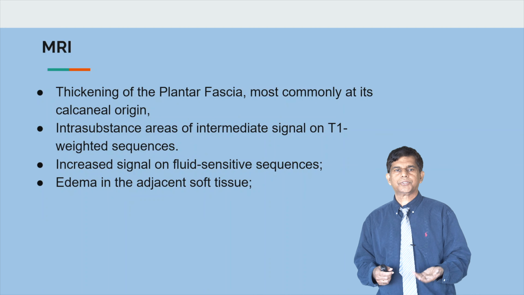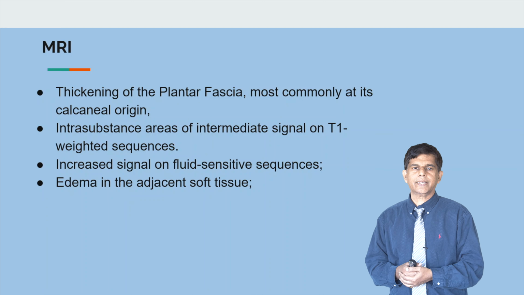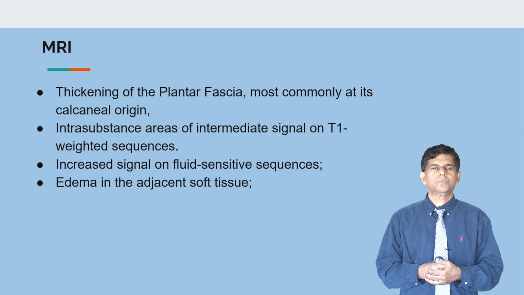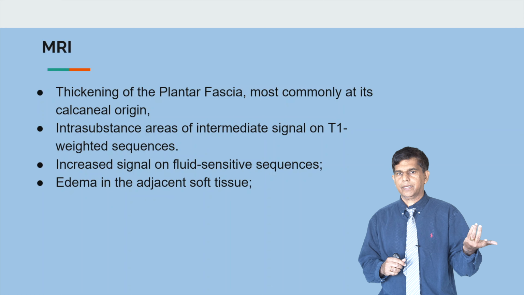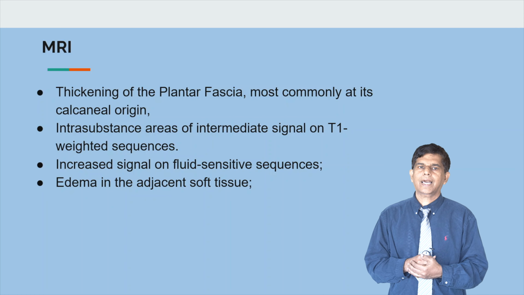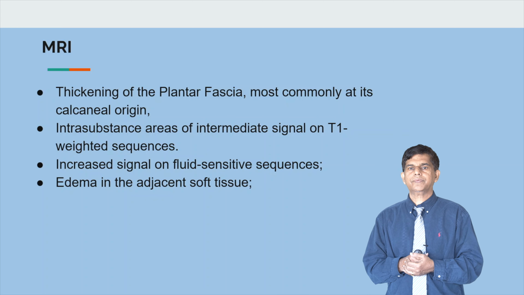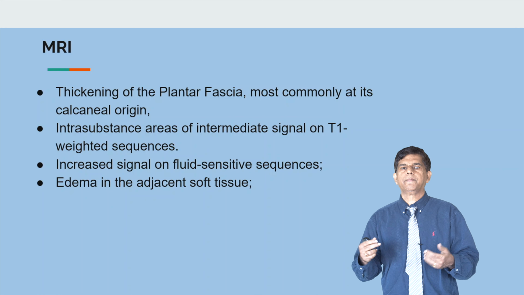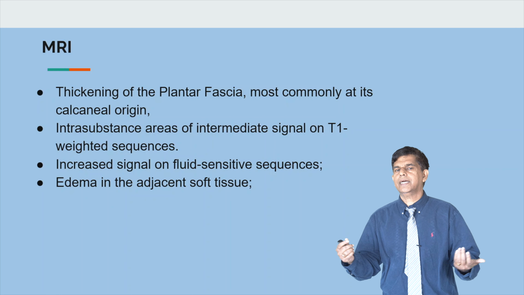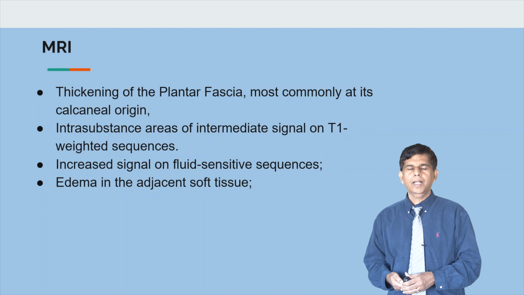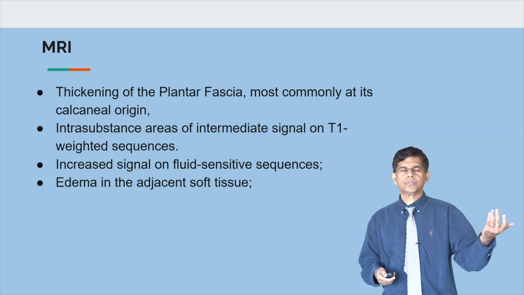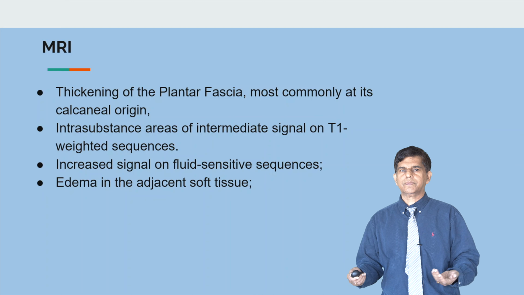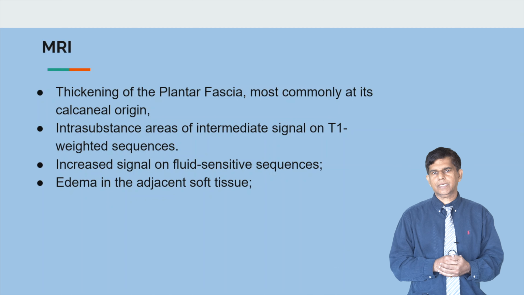Okay. Again, then you have an MRI you can do. If you look at the X-ray and ultrasound, and you want an extremely good test, you can do an MRI. But in most cases you don't need it. But we're just going to talk about what you will find in the MRI. Thickening of the plantar fascia, most commonly at the calcaneal origin, intrasubstance area of intermediate signal on T1 weighted sequences, increased signal on the fluid sensitive sequence, edema in the adjacent soft tissue. These are the MRI findings. But most of the time, you're diagnosed based on the clinical findings and other findings. You don't have to reach for this expensive test. Remember that.